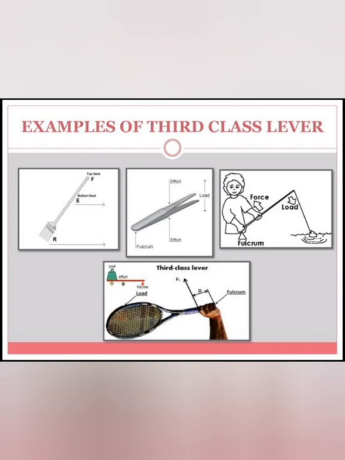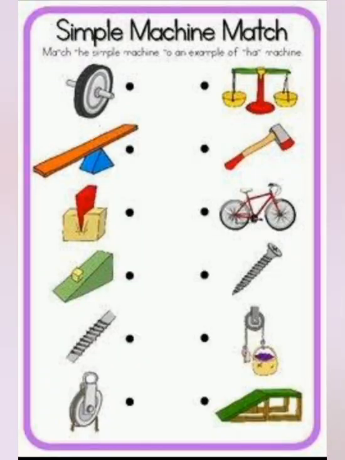So this is about levers and types of levers. In the next class we are going to learn about the remaining simple machines, that is inclined plane, pulley, wheel and axle, wedge and the screw.